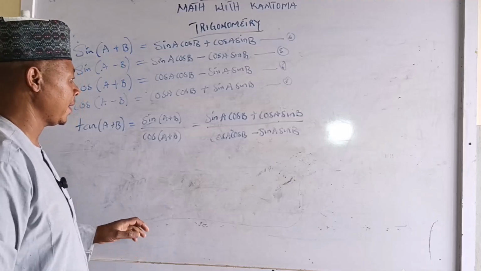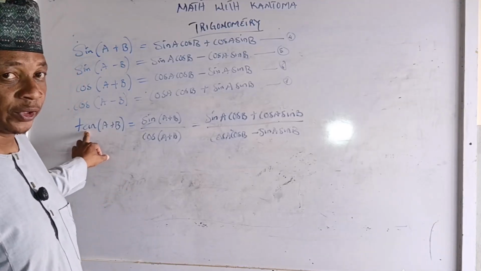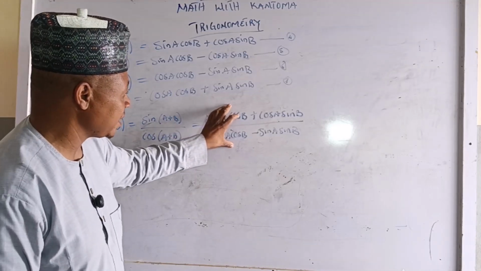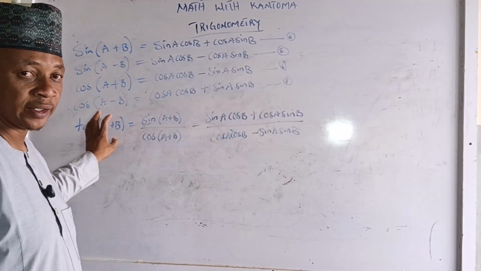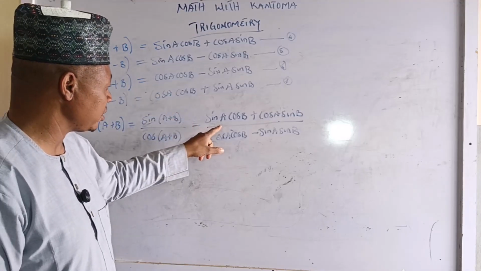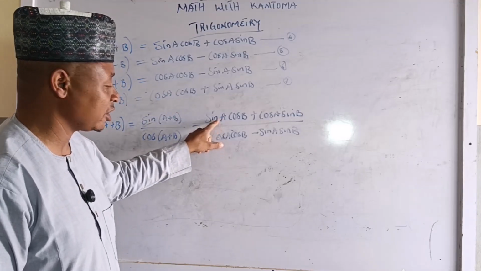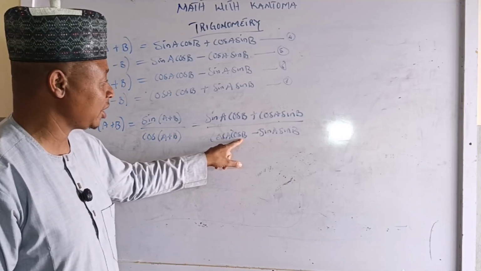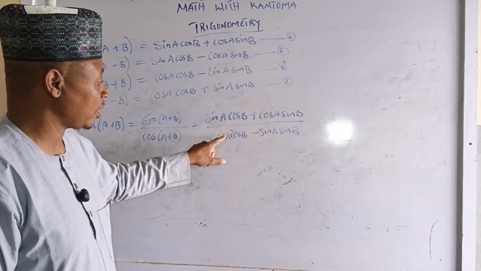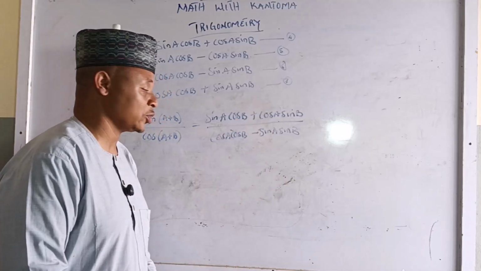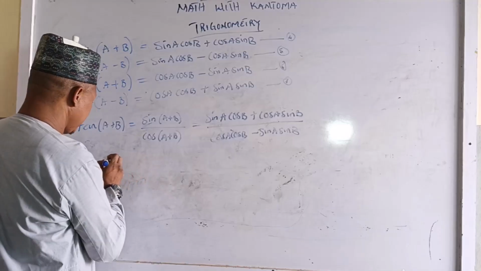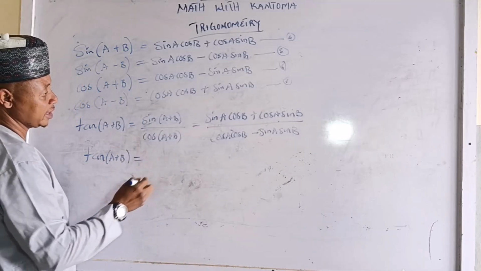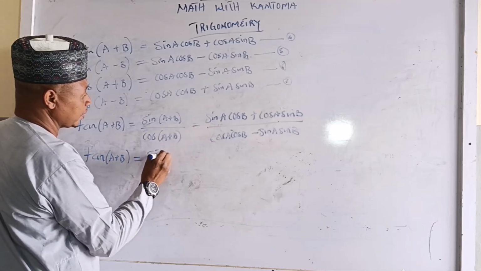From here, what I'm looking for is tan of these two angles, A plus B. So what I derive here has to be related to the tangent of this angle. I'm going to divide sine over cosine to give me tan. So I must divide all through by cos A cos B, because I'm dealing with two functions, sine and cos. So if we divide everything here by cos A cos B, then tan (A plus B) will now give us sin A cos B.